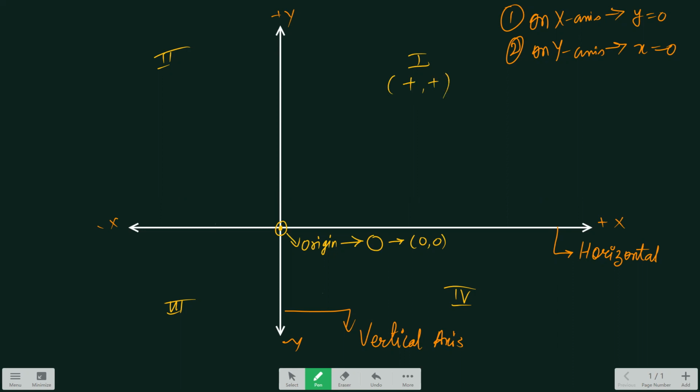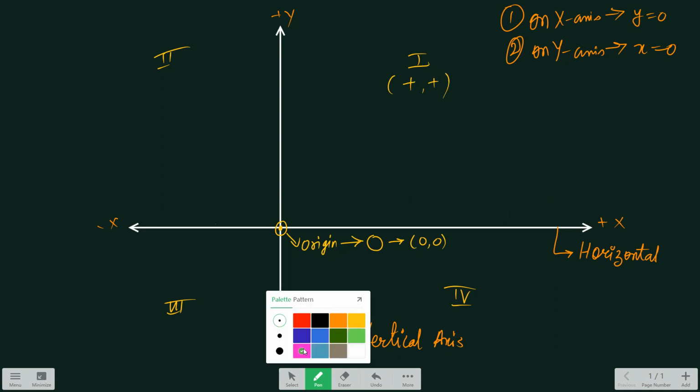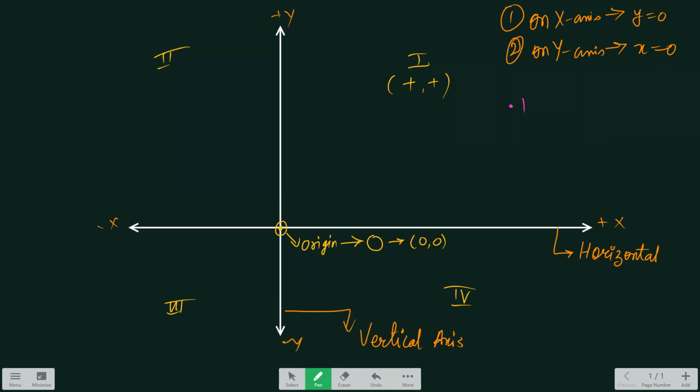Before that, you must know how to locate a point. To locate a point, you must know about the x and y coordinates, and the value of x is written first and then the value of y. This is the standard form in which you can spot a point, find it, or place it.